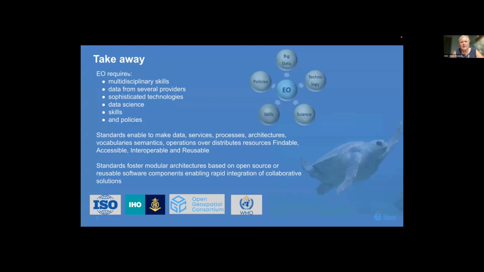So the takeaway is that Earth observation requires multidisciplinary skills, data from several providers, and sophisticated technologies that use a lot of data and need open data or very clear licenses, easy to use machine-to-machine. It requires data science skills and policies, and standards enable data, services, processes, architectures, vocabulary, semantics, and operations over distributed resources to be findable, accessible, interoperable, and reusable.